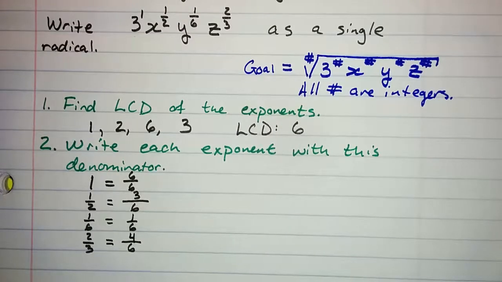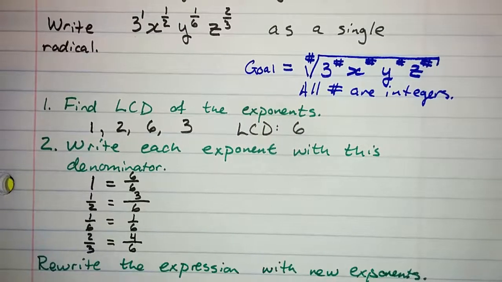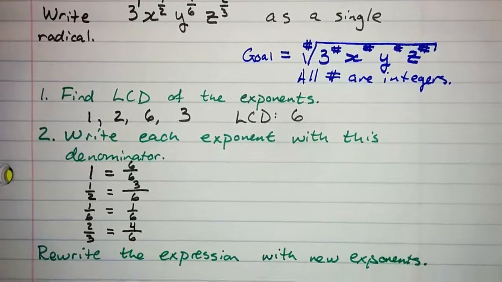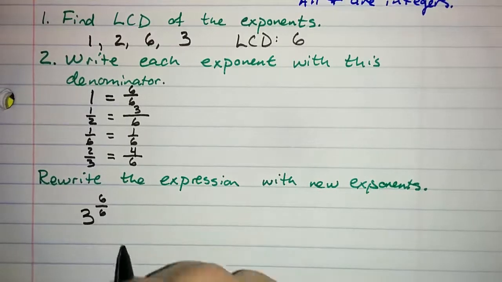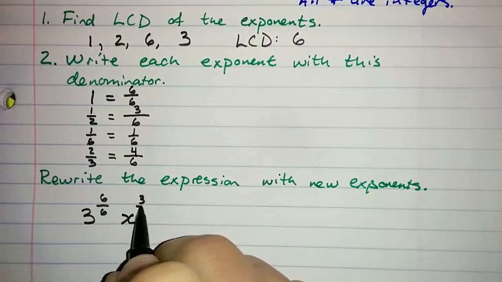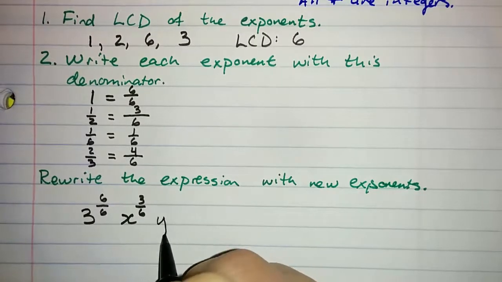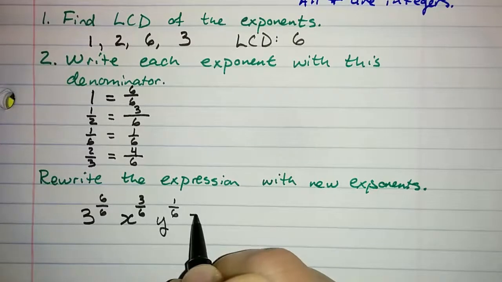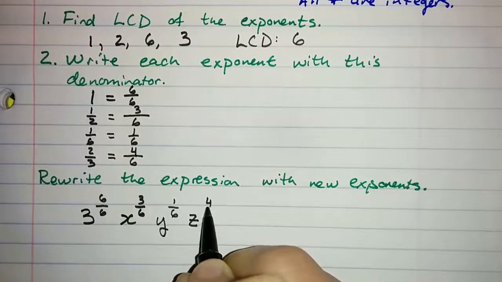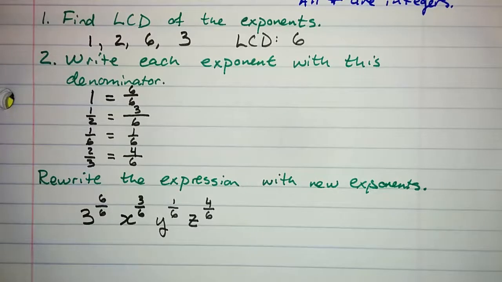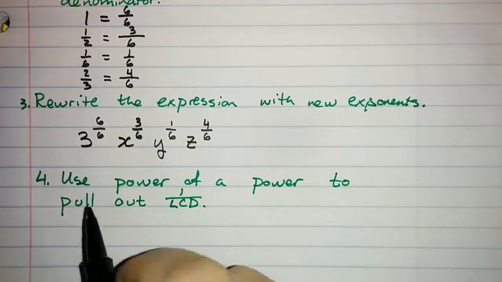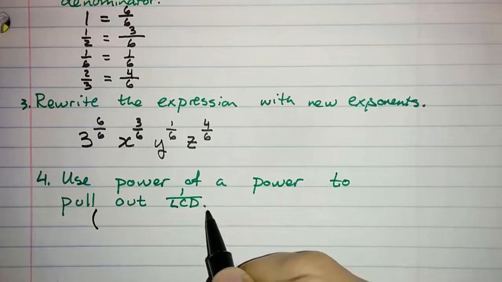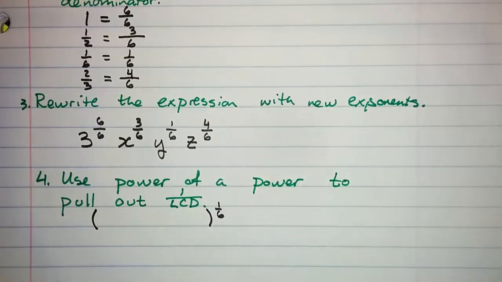Alright, now I'm ready to actually address my expression. I'm going to rewrite my expression with the new exponents. My original expression becomes 3 to the power 6/6, x to the power 3/6, y to the power 1/6, z to the power 4/6. And now what am I going to do? I'm going to use the power of a power rule to pull out, in this case, 1/6. So I'm going to have big parentheses to the 1/6 power.